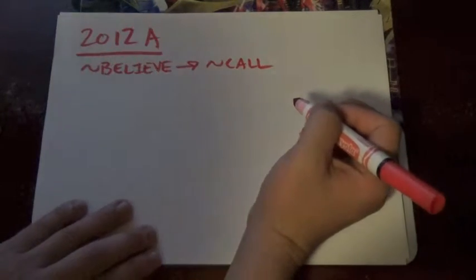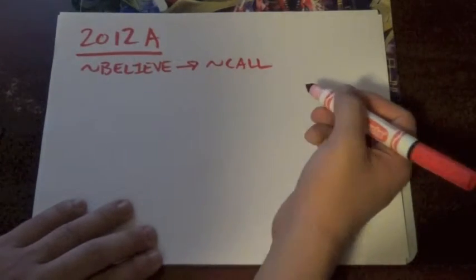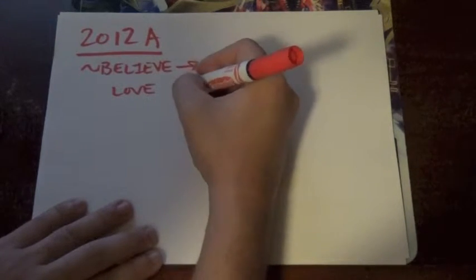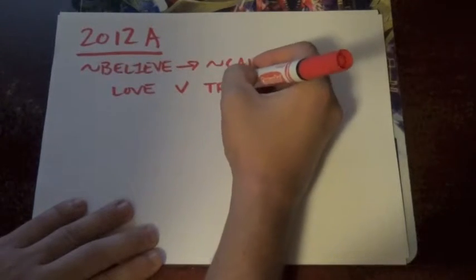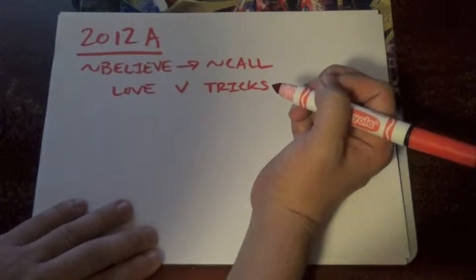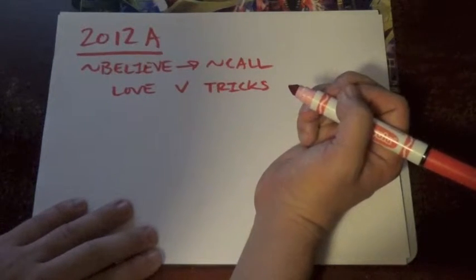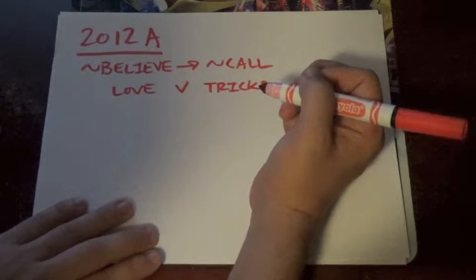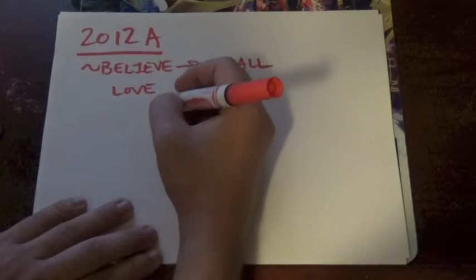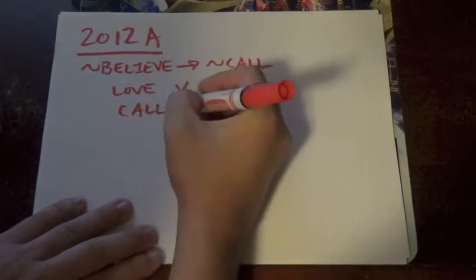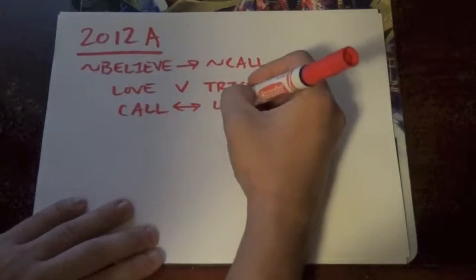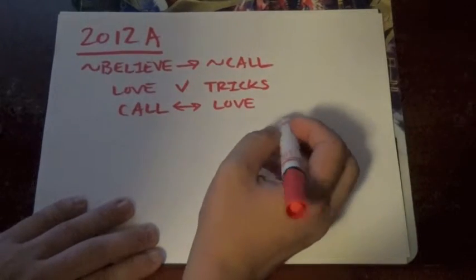The next statement says either Edward is in love or his heart is playing tricks. Remember, or means one or both of those statements must be true. The next statement, the third one, says Edward will call Bella if and only if he is in love. Remember how the biconditional works.